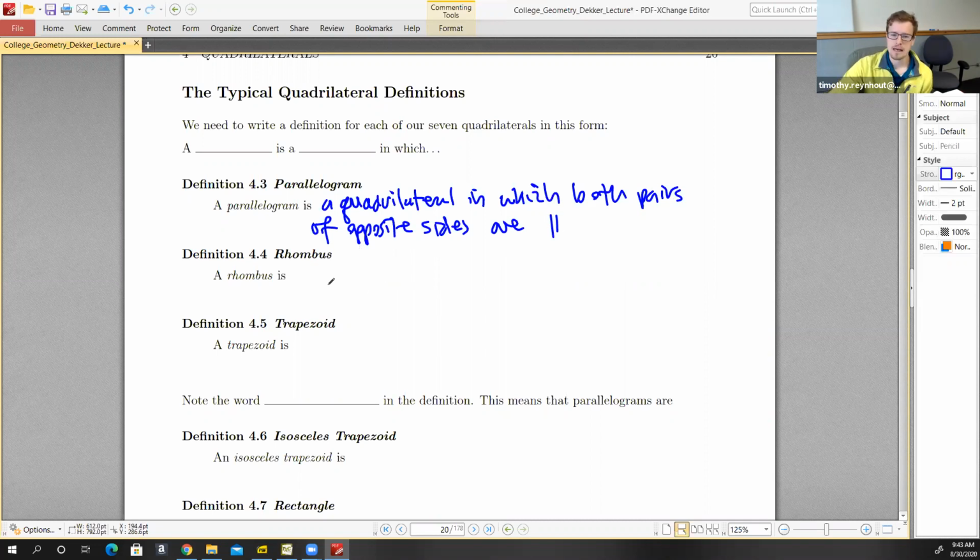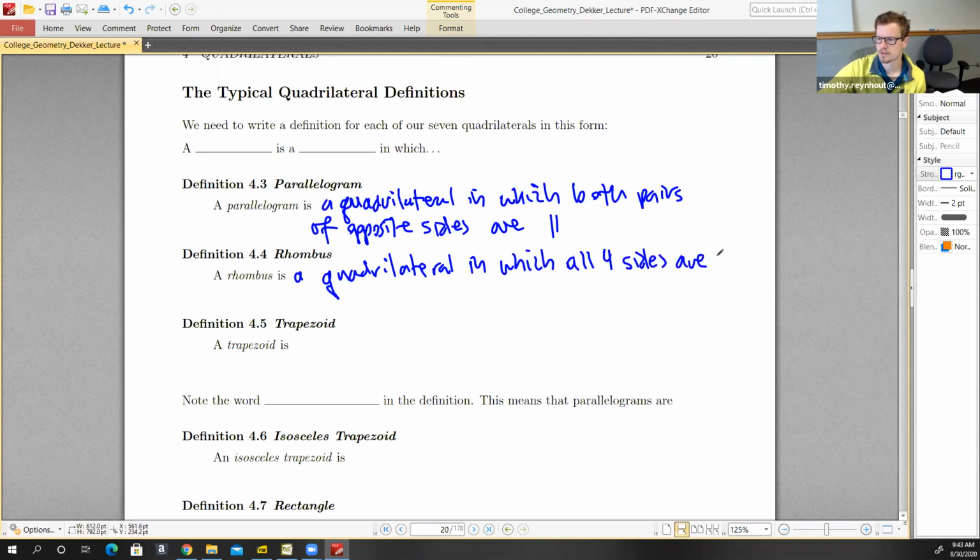All right. A rhombus is a quadrilateral in which all four sides are congruent. Now I'm going to shorthand congruent as well. That is the symbol we use to say that two things are congruent to one another. So this means congruent. So a rhombus is a quadrilateral in which all four sides are congruent.